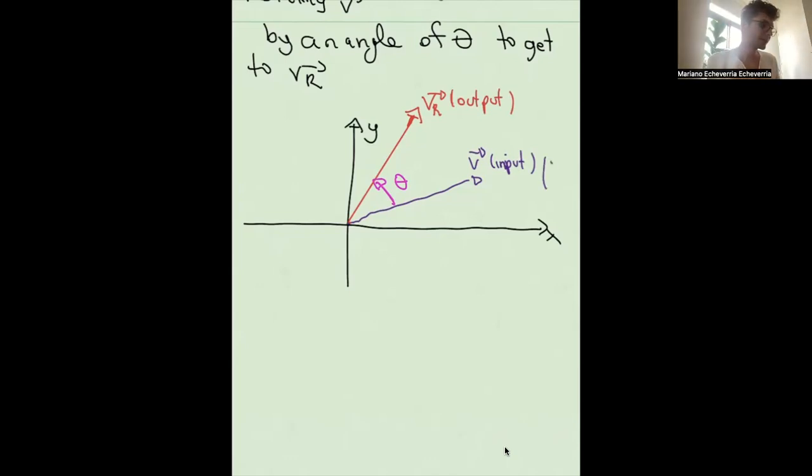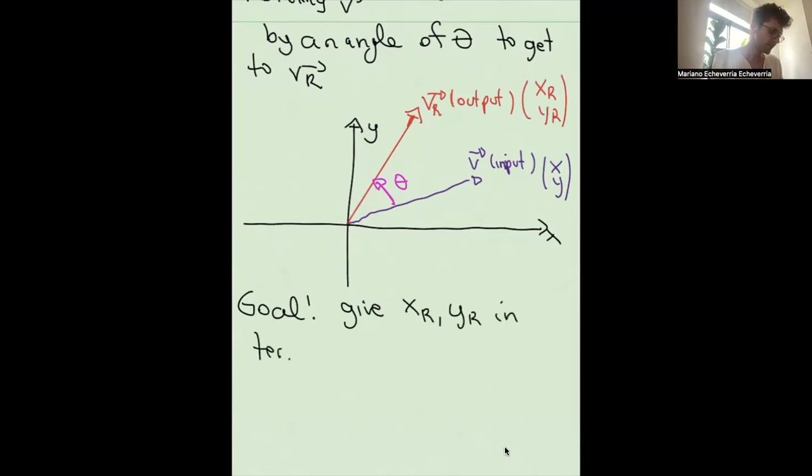So think of this vector as having entries X, Y, right? X and Y look like unknowns, but they're not really unknowns because that's what you would be feeding into the computer program. So that's data that you know. And XR, YR are really the things that you're after, right? The goal is to give XR, YR in terms of X, Y.